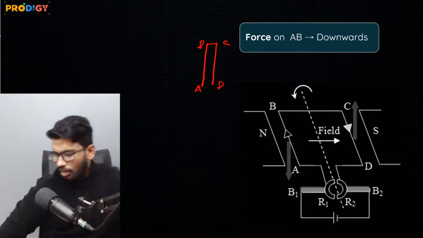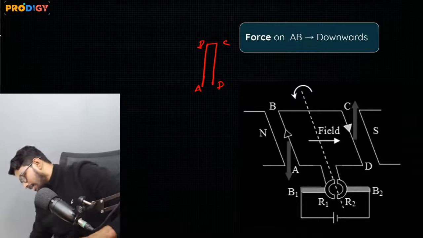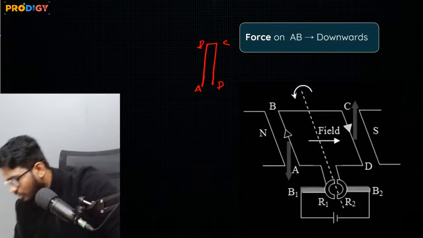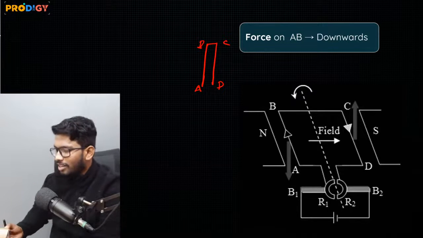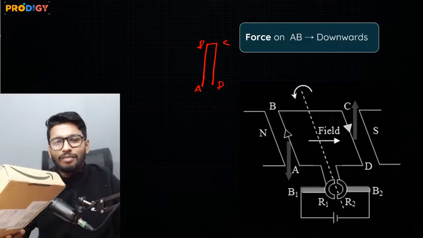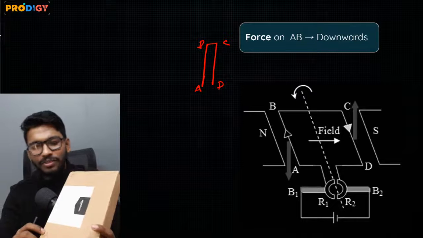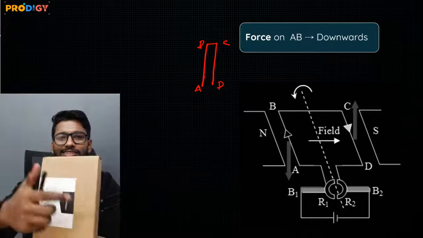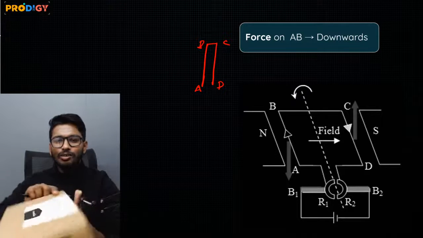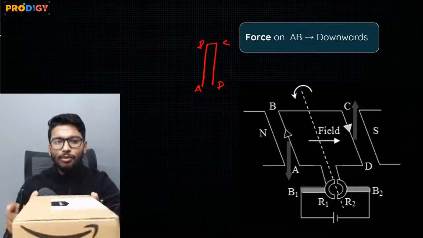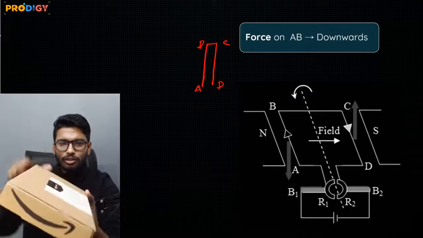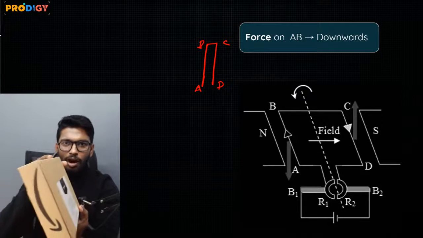So once it reaches halfway through, people, I think I showed this in the previous session also, but I'm going to show it anyway. Yeah, this is the most amazing explanation that you'll ever see. So this is A, this is B, C, and D. Listen carefully. What happens is it will experience a force. So AB will go downwards, CD will go upwards.